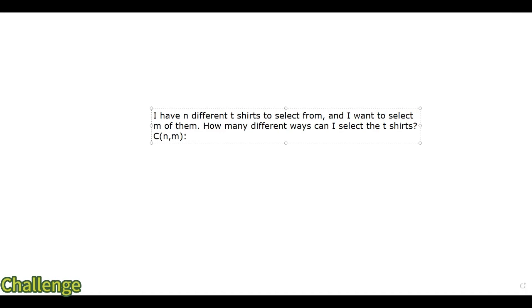So first off, if I wanted to select the first t-shirt, then I would have n different ways of doing so. If I wanted to select the second one, I would have n minus 1, and then I multiply by n minus 2, and so on, until I run out of t-shirts. So I multiply this until I have no more t-shirts to choose, which is n minus m plus 1, because this would be the mth t-shirt that I'm choosing, and after the mth, I'm not choosing the m plus 1.